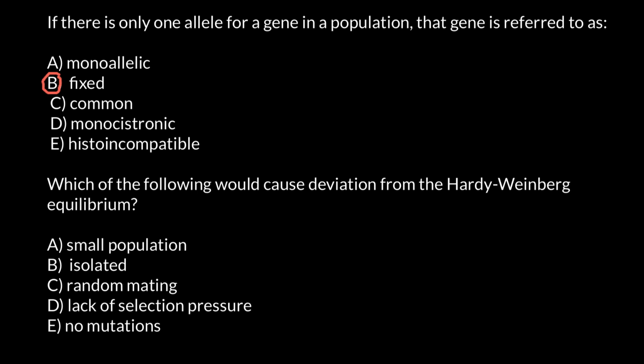Next question. Which of the following would cause deviation from the Hardy-Weinberg equilibrium? And what does Hardy-Weinberg equilibrium tell us? It tells us that we would have stable frequencies of the genetic variants or genotypes over generations if we wouldn't have mutations, because every mutation produces a new variant of the allele. But we should have the same frequencies of the alleles and genotypes over generations.